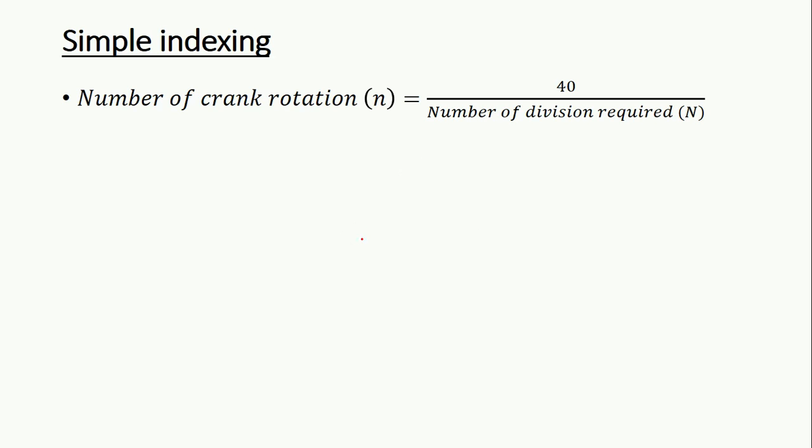So in simple indexing, this is the formula: the number of crank rotations required is equal to 40 divided by the number of divisions required. It is better that we solve one question so that we can understand it. So 40, what does it mean? Due to the gear ratio 1:40, as I have already described, for one complete rotation of the worm gear or our job, we are required to rotate the crank 40 times.